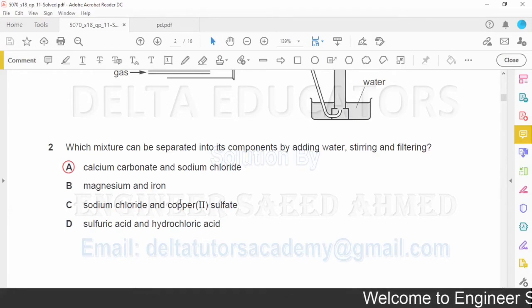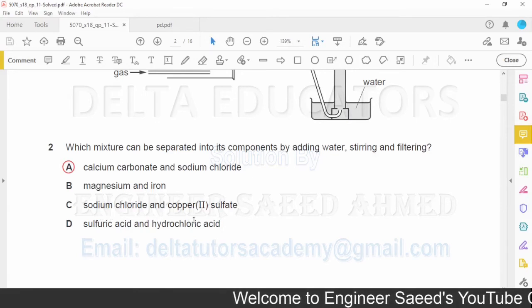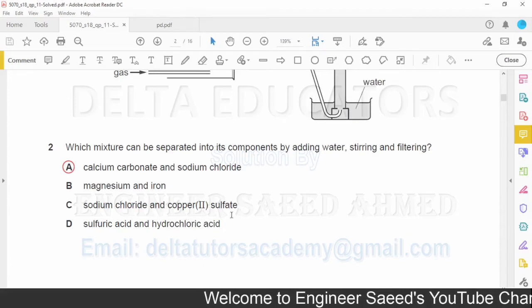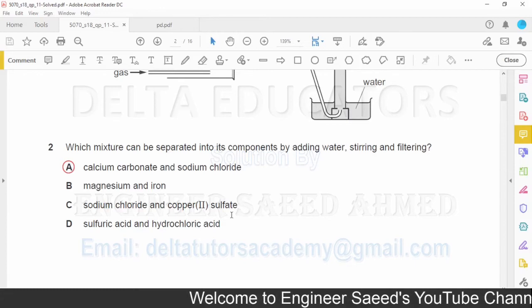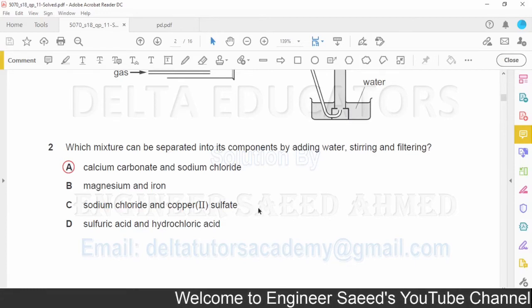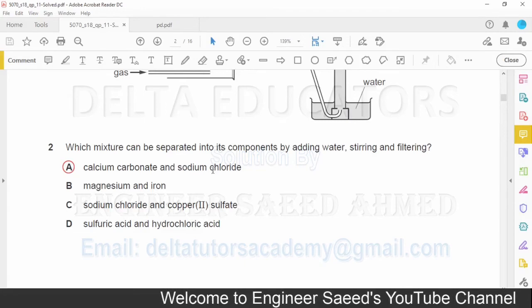We will also check the other options. Option B, magnesium and iron. Both magnesium and iron are insoluble in water. So by filtering, we cannot separate magnesium and iron. Option C, sodium chloride and copper sulfate. Both are soluble in water, so by filtering it is not possible to separate them. Option D, sulfuric acid and hydrochloric acid. Both are also soluble in water, so they cannot be separated by filtering. So our correct option is option A.